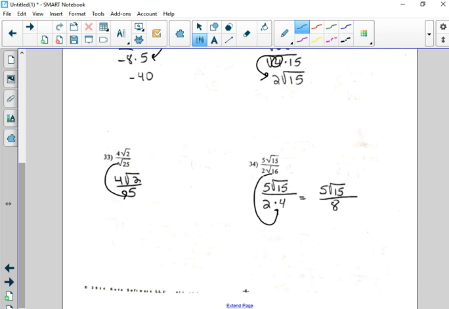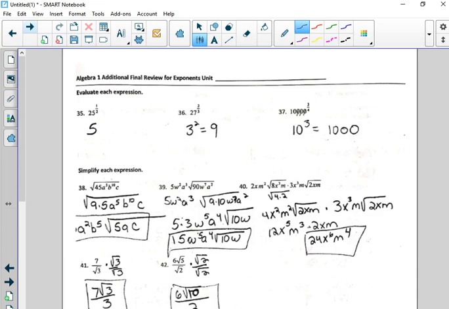Now, let's say this number up here was, say, 10. You could reduce with the 8. 16, you could reduce with the 8. But 5 root 15 over 8, that's your final answer.